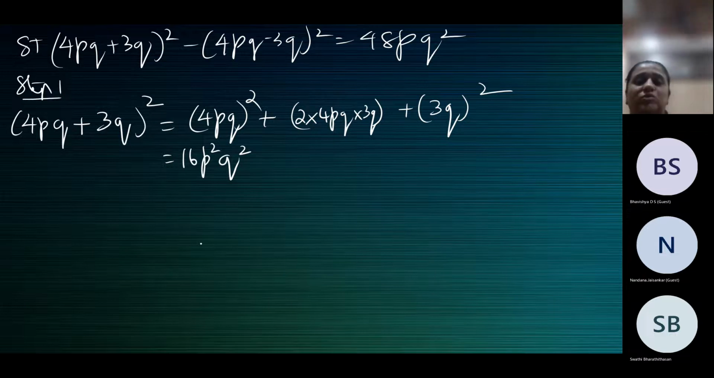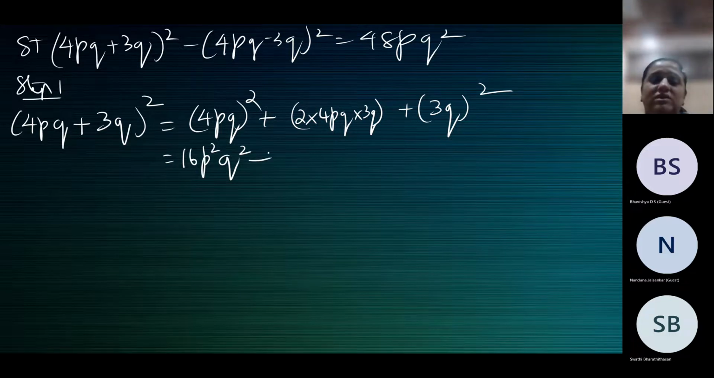4pq into 4pq. Now you must tell yourself that we cannot go wrong in these places. We are too old to go wrong in these places. Where 4pq the whole square means 4pq into 4pq. What is 4 into 4? 16. P into P, p square. Q into Q, q square. 16p square q square. Tell yourself that I should not go wrong in such things in future.